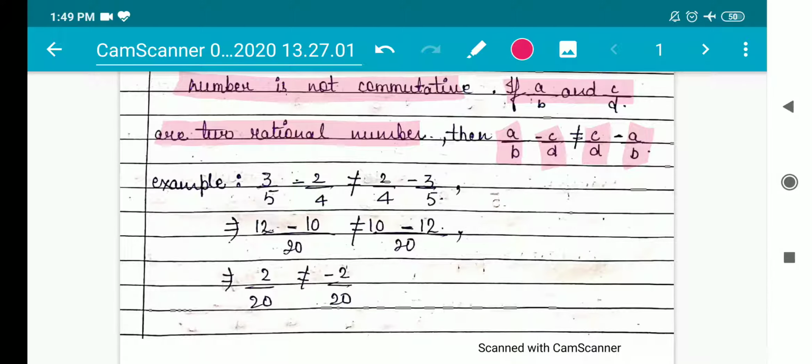As we can see in the example, 3/5 minus 2/4 is not equal to 2/4 minus 3/5. We first calculate the left hand side, that is 3/5 minus 2/4. We take the LCM, that is 20, and after calculating this I got 2/20, whereas on the right hand side I got the result, that is minus 2/20. So LHS is not equal to RHS.